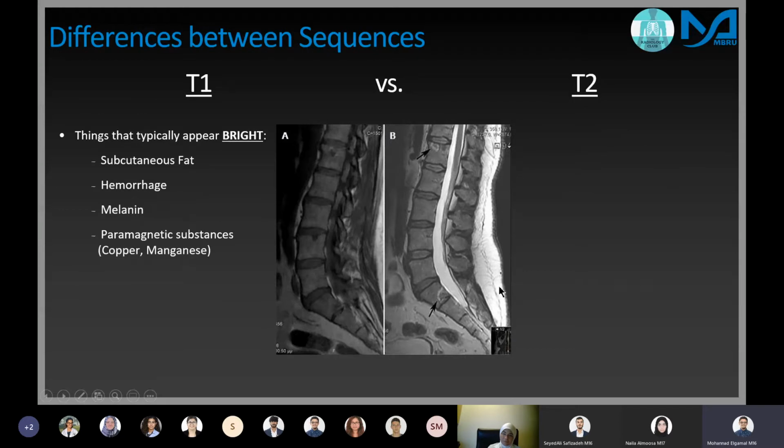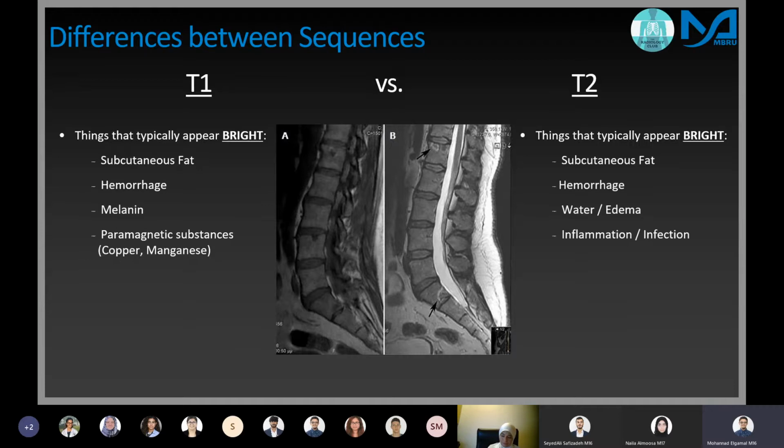So what types of tissues appear bright on a T1? Things like subcutaneous fat, which we talked about. A hemorrhage would appear bright on a T1 image. Any melanin or any magnetic substances will definitely appear white on a T1. The things that appear bright on a T2 are very similar. It's also subcutaneous fat and hemorrhages, but the main difference would be water, edema, or inflammation caused by an infection, because there's usually edema if there's an infection. Those things would appear white.